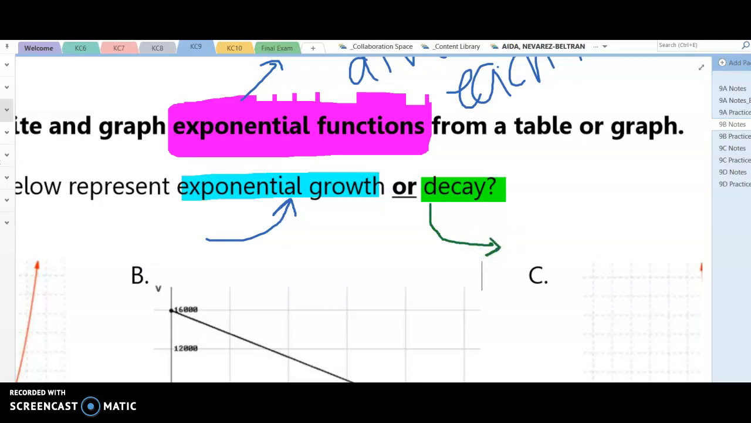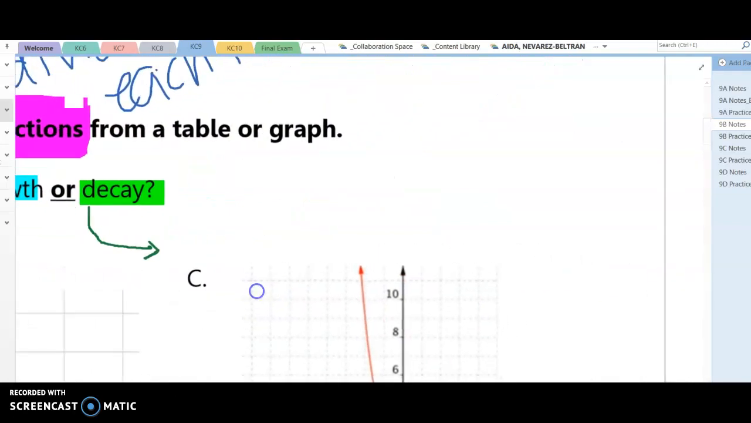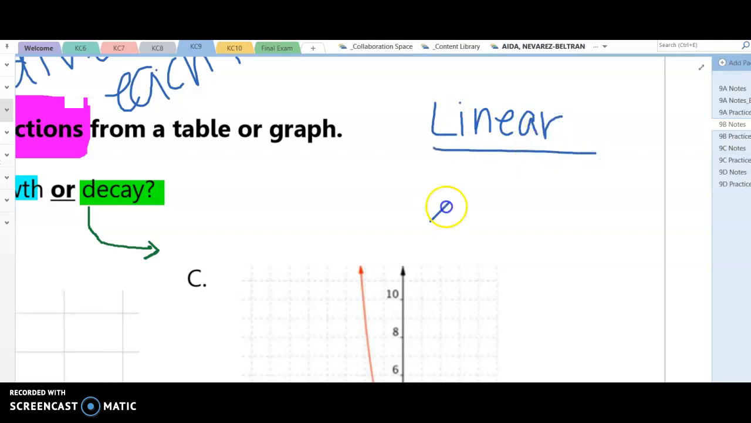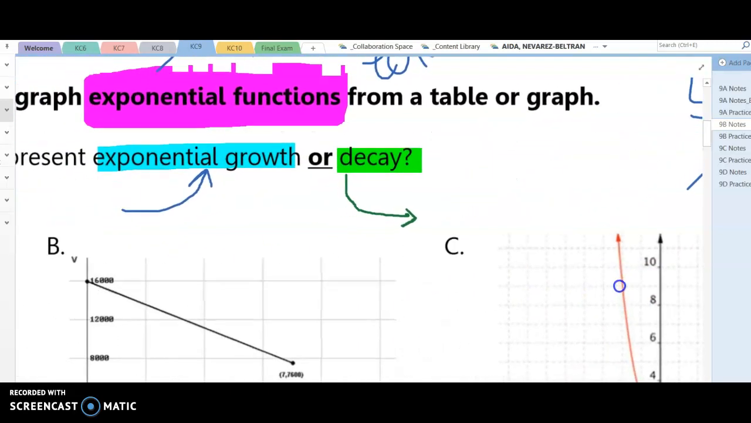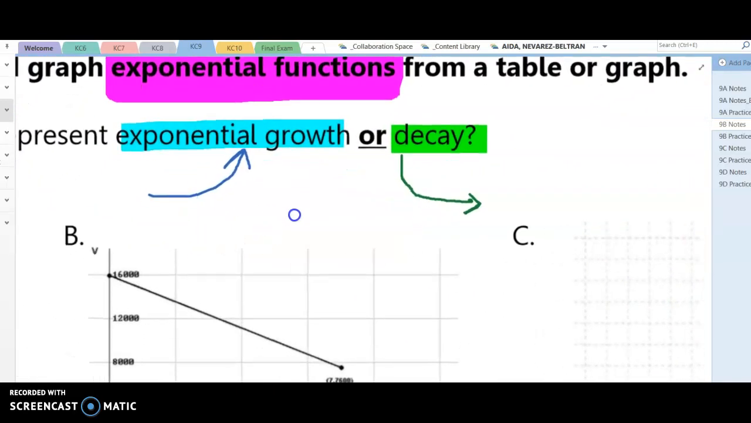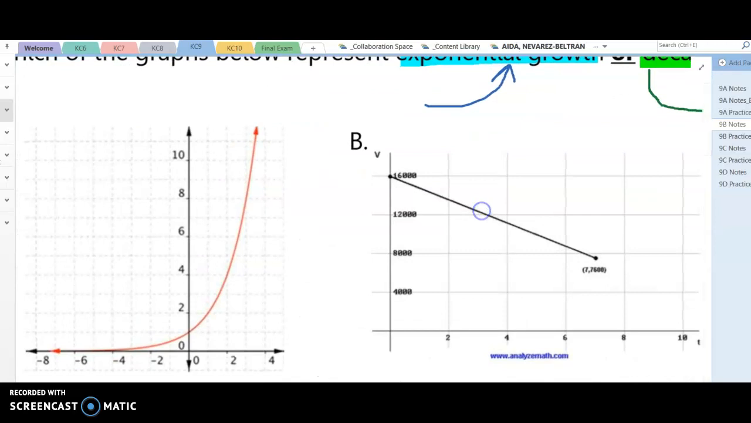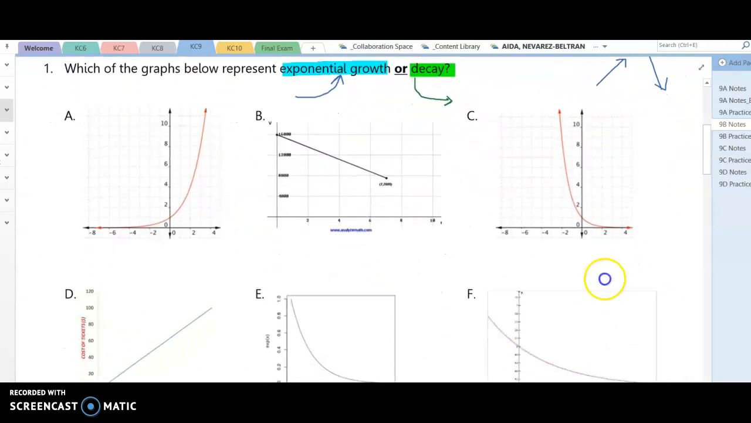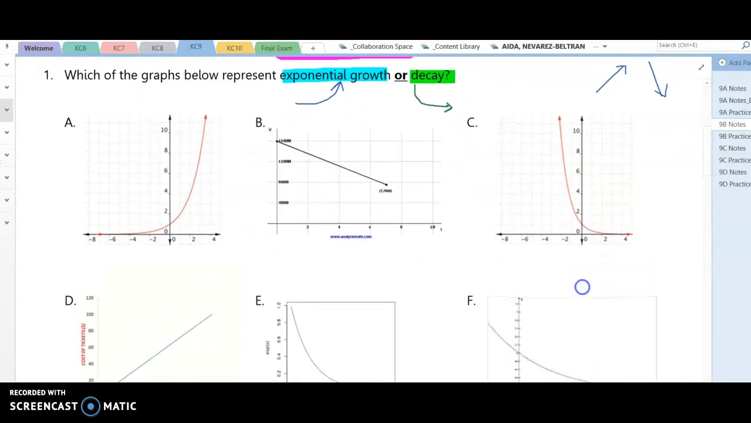So this is exponential growth or decay, right? If we think back, we've done linear, right? We've done lines where it just goes straight up or it comes straight down, right? But now we're kind of looking at ones where it curves a little bit. So we want to pick out of these ones which ones are growth or decay.